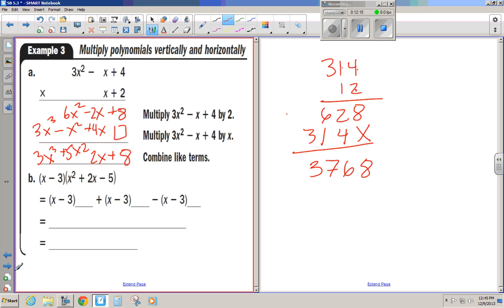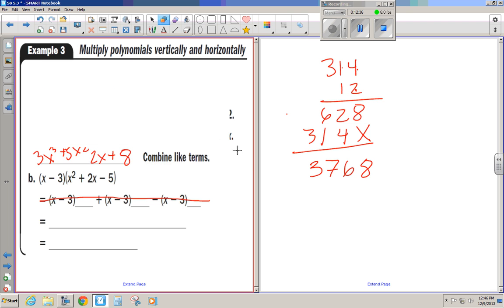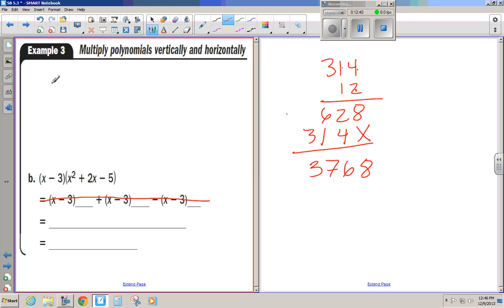Horizontally, I don't like the way it's written like this. I think it should be the other way around. I think it should be more like A, except in a vertical way. So I'm going to cover up, cover this up. And I'm going to rewrite this. I'm going to show you that instead of doing x minus 3 times all of this, I want it to be the other way around.